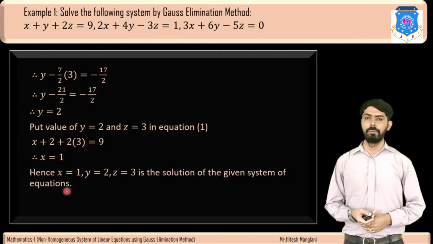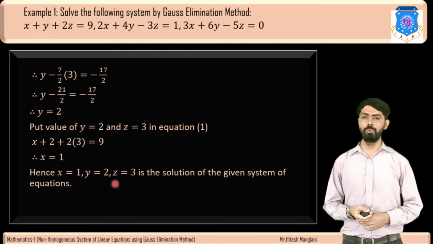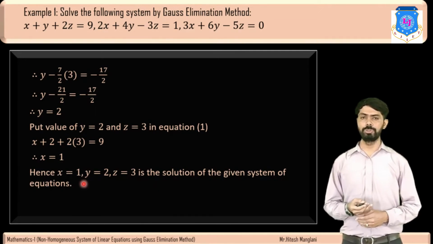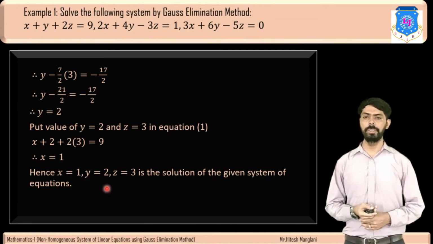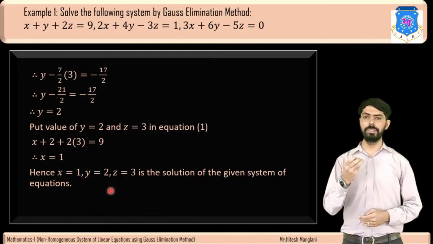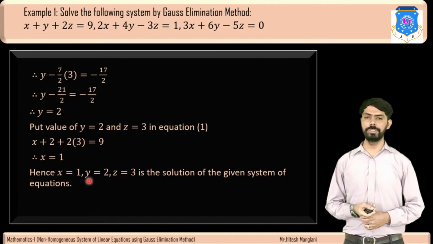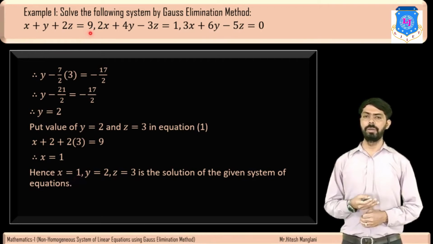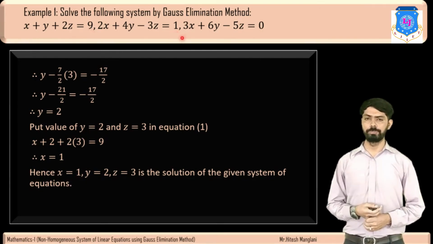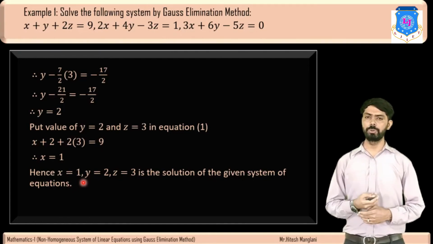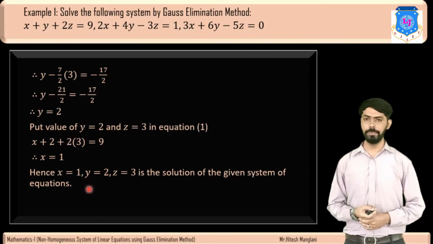So here we have discussed how to find the solution of a non-homogeneous system of equations using the Gauss elimination method, and in this example we have obtained a unique solution. This is an example of a non-homogeneous system because if you look at the right hand side of the equations, the values are non-zero. If the values on the right hand side of the equations are non-zero, then that system is called a non-homogeneous system.